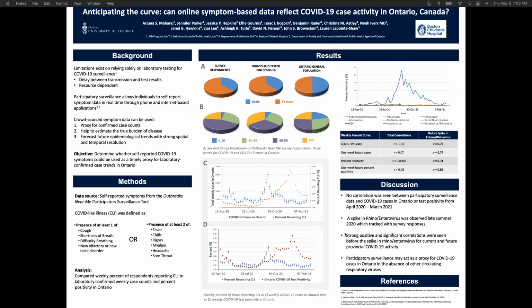Next, we saw strong positive significant correlations between survey data and COVID-19 activity before the spike in rhinovirus. And we conclude that participatory surveillance may act as a proxy for COVID-19 in the absence of other circulatory respiratory viruses. Thank you very much.